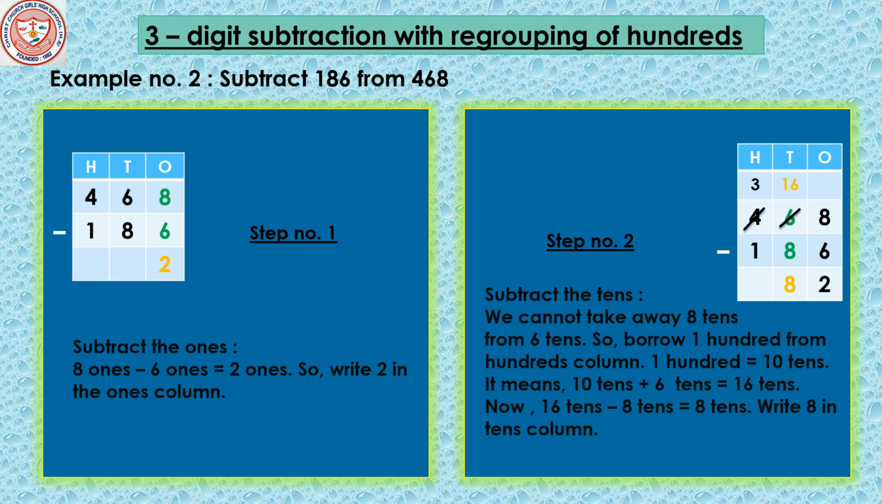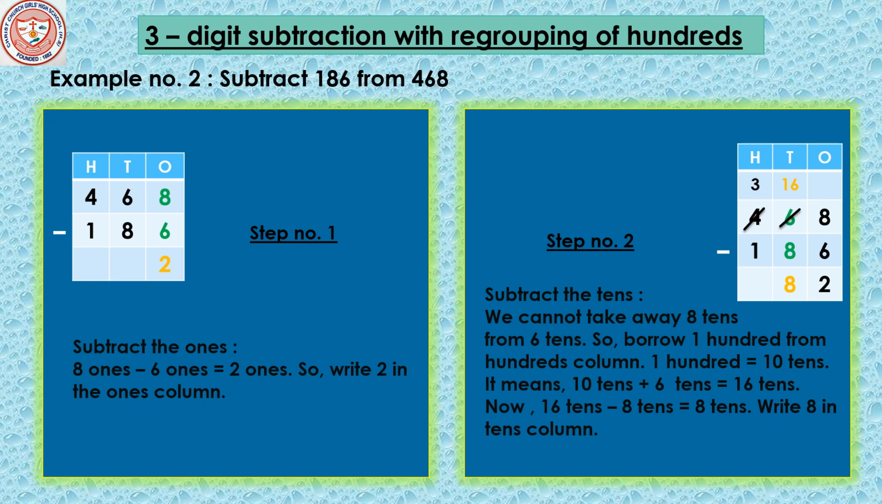Now, it's time to solve this problem by following the steps. Step number 1. Subtract the ones. Here, in the ones column, there are 8 ones and 6 ones, and we can subtract 6 ones from 8 ones. So, 8 ones minus 6 ones is equal to 2 ones. Now, write 2 in the ones column.